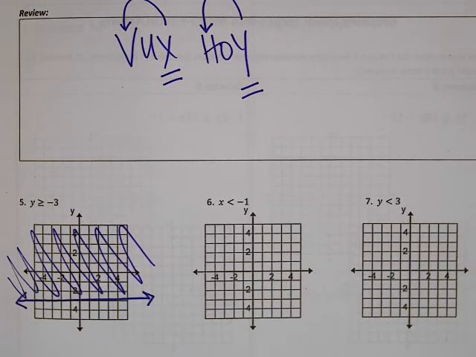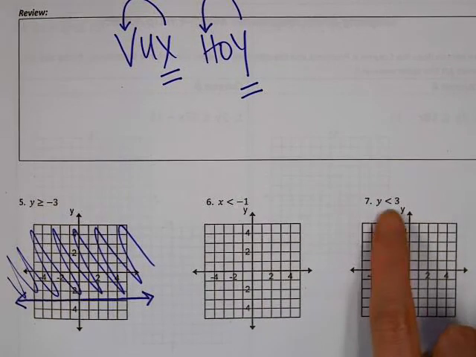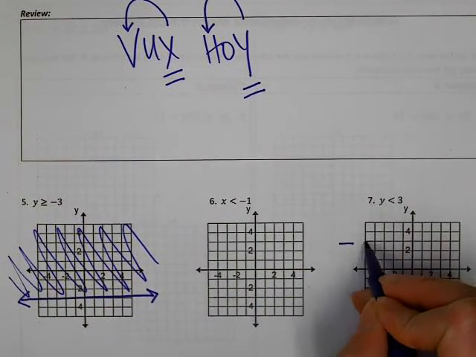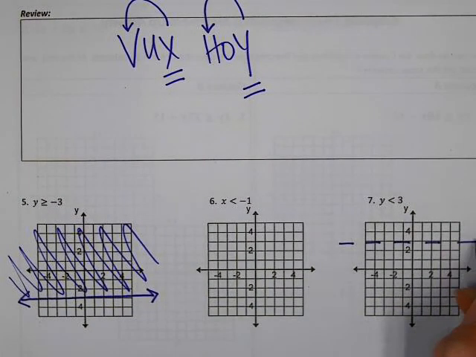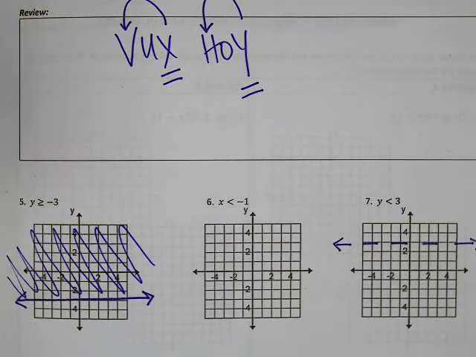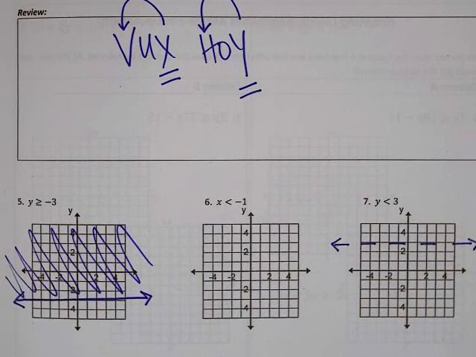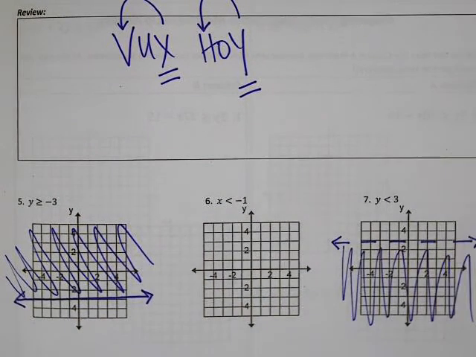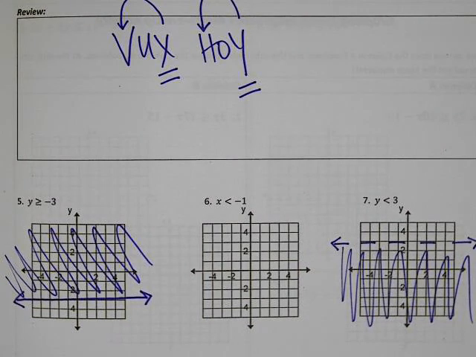All right, let's do one more y. Number 7, y and 3. So when it's y, it's horizontal, but notice there's no equal sign, so we actually want it to be a dotted line through 3. Okay, because it's not equal. And then it says less than, and you guys know that less than means below. So it's going to be down here. All those points are solutions.